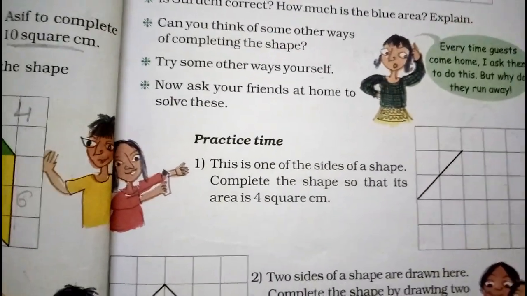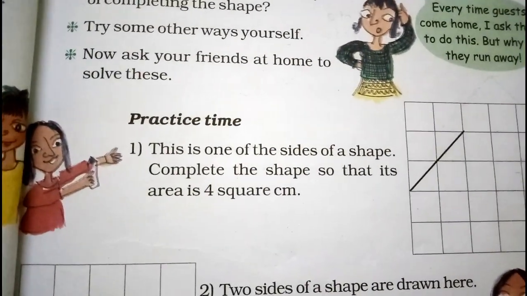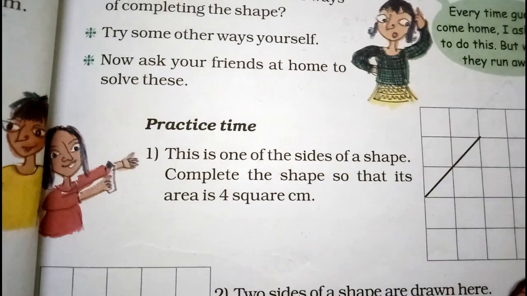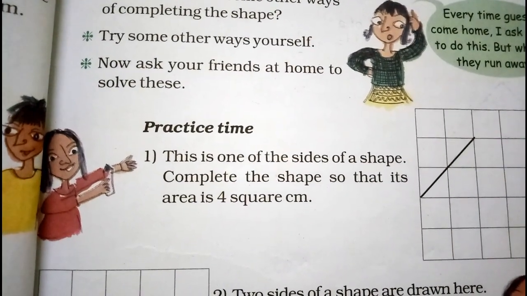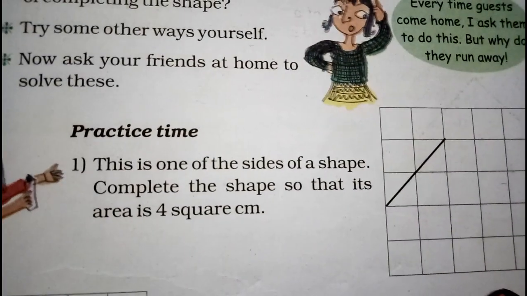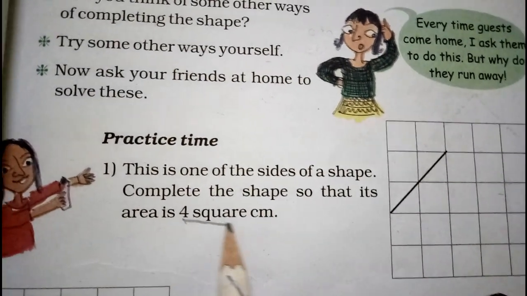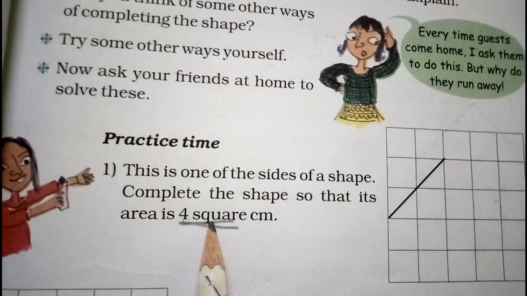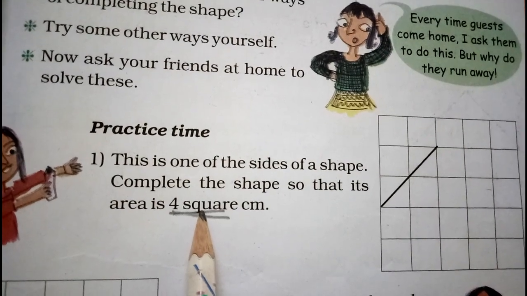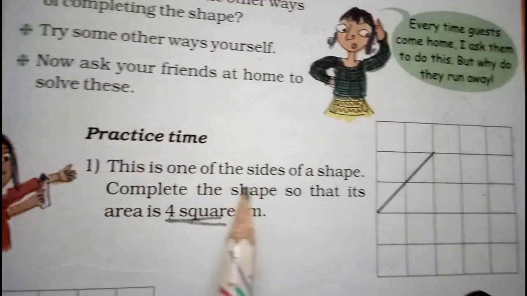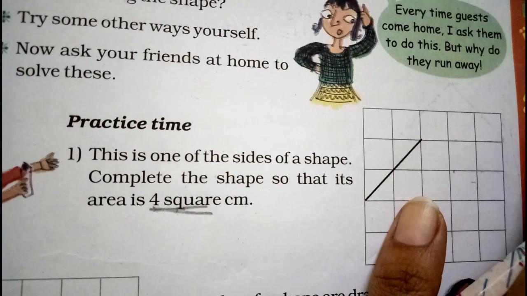Page number 43 only. Okay, practice time number 1. This is one of the sides of a shape. Complete the shape so that its area is 4 square centimeter. अभी हमने 10 स्क्वायर सेंटीमीटर बनाया था. अब इसमें क्या पूछा है, ये शेप दिया है, एक ही लाइन दी है.